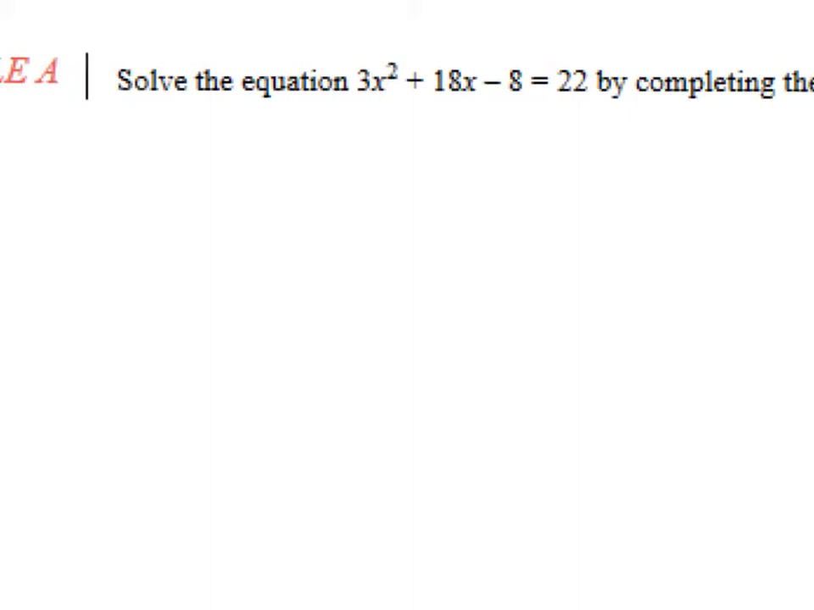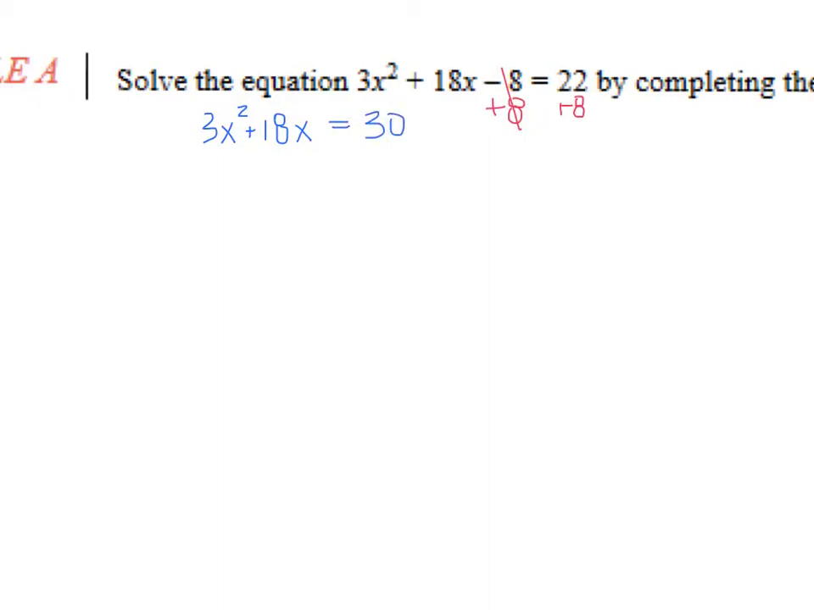We are going to start the same way we did last time by isolating the x squared and the x term by adding 8 to both sides. That gets us to 3x squared plus 18x equals 30.